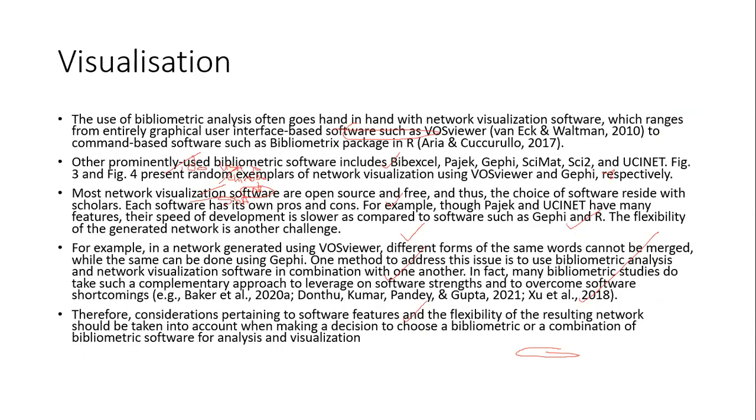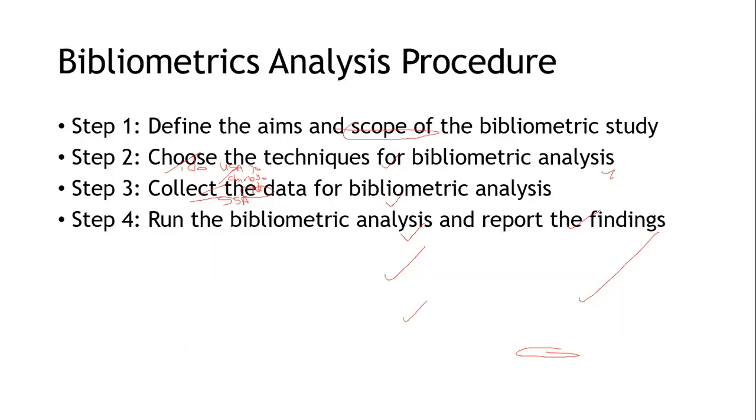Then the last part is the visualization. So basically the visualization is to put into picture all these relationships that we have been talking about. You can actually see that there's a relationship like this, there's co-authorship, there's co-citation and all that. So now, I think I'm done with my slides.